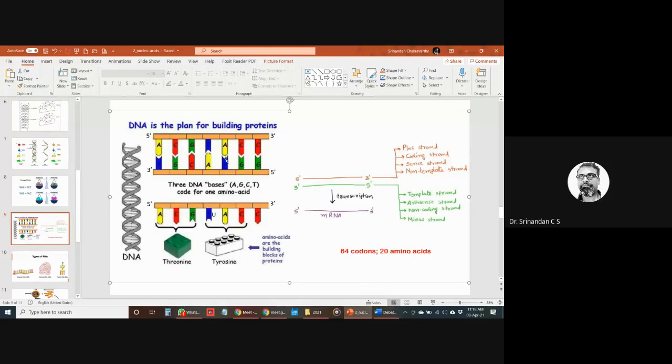Okay, this will act as a template, and from this, see, T is there, it will code for A, and thus this will be complementary to this. So if G is there, this will break open the hydrogen bonds between the C and G, and this will denature, and RNA will be formed in between. So G will act as a template for C, C will act as a template for G, and A for U, and T will give rise to A, and G, C, G, C.